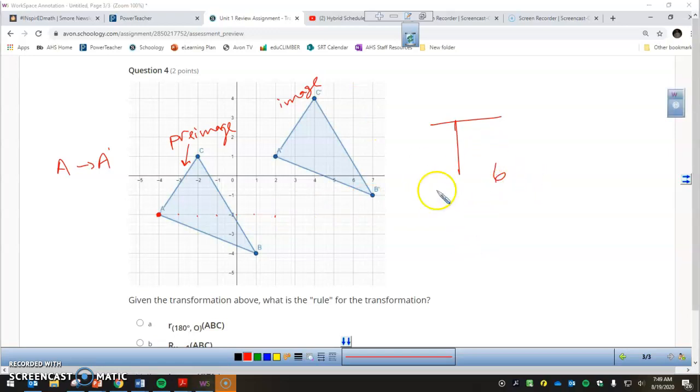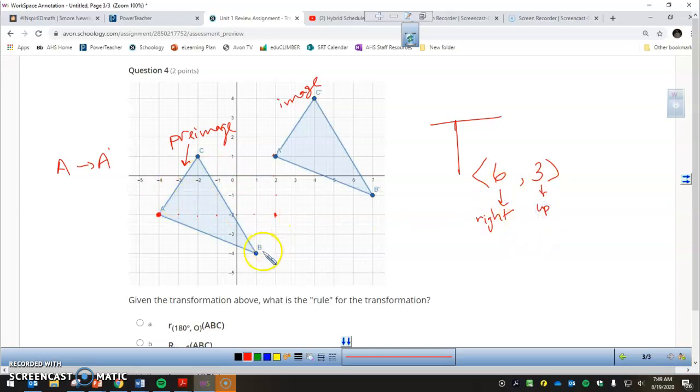Oops, that's not very good. Then, after I move right 6, I got to go up 1, 2, 3. So to get from A to A prime, my rule would be a translation, so capital T, of right 6 and then up 3.